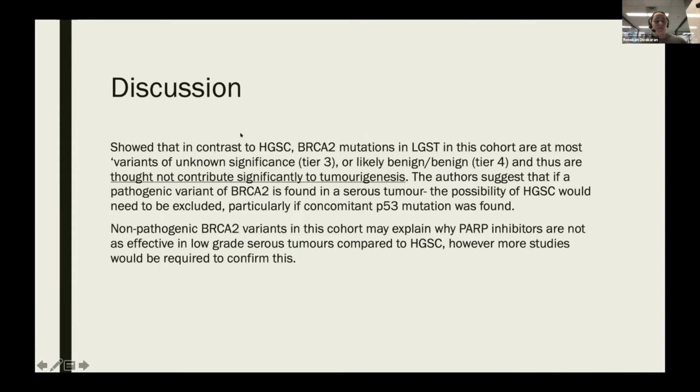They also demonstrated that in contrast to high-grade serous carcinoma, BRCA2 mutations in low-grade serous tumors in this cohort are at most variants of unknown significance or likely benign/benign, and are thus thought not to contribute significantly to tumorigenesis. The authors suggest that if a pathogenic variant of BRCA2 is found in a serous tumor, the possibility of a high-grade serous carcinoma would need to be excluded, particularly if concomitant p53 mutations were found. Non-pathogenic BRCA2 variants in this cohort may explain why PARP inhibitors are not as effective in low-grade serous tumors compared to high-grade serous carcinomas. However, more studies would be required to confirm this.